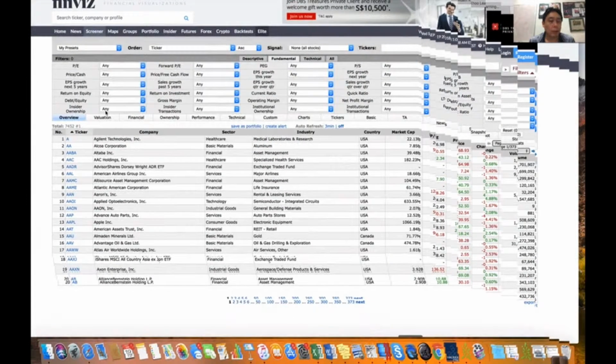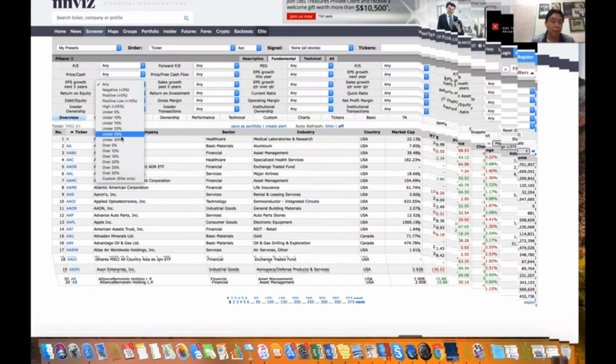So let's start with this column over here. Now, as you know, PE ratio by itself is meaningless, so I'll leave that as any. What's important will be earnings growth for the next 5 years. So I want the company to have a positive growth potential. So again, how much growth you want to put is really up to you.